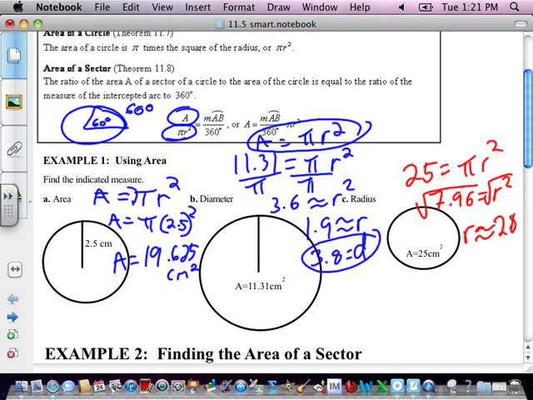Okay, how do we feel? Can we find diameter, radius, and area depending on what they give us? Yes. Correct. Exactly.